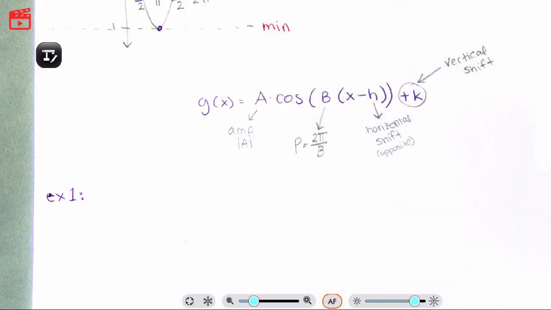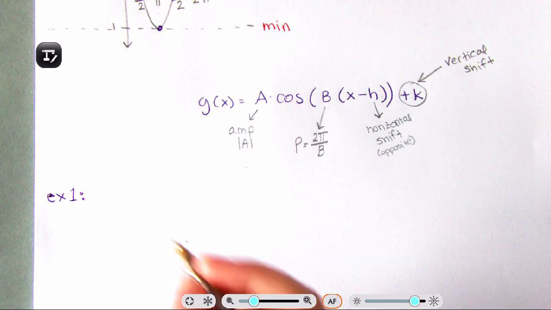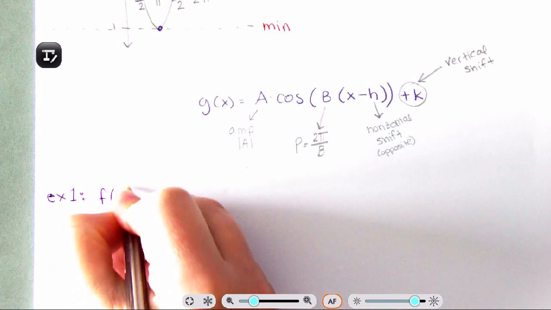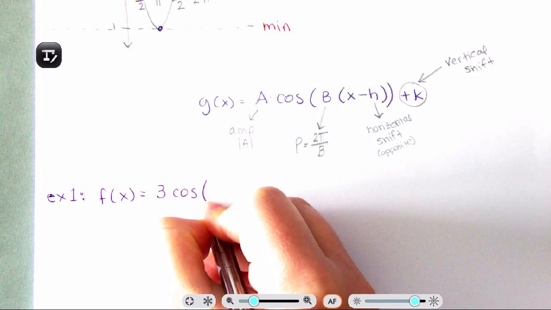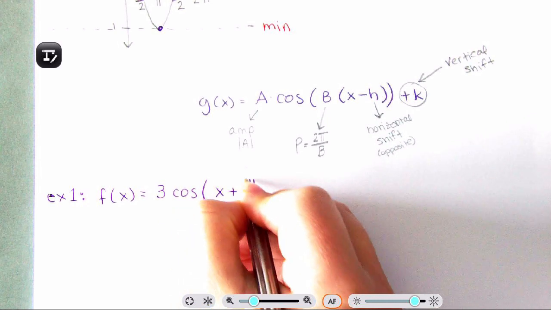So example number 1. For example number 1, what are we choosing to do? Let's do something a little bit on the easier side. So let's do f of x is equal to 3 cosine of x plus pi thirds.